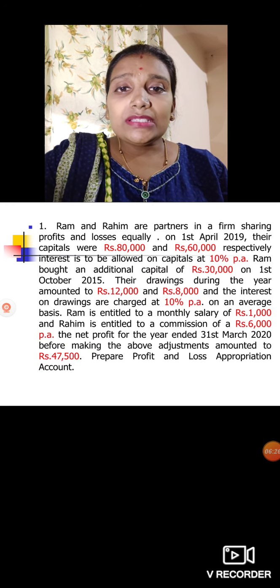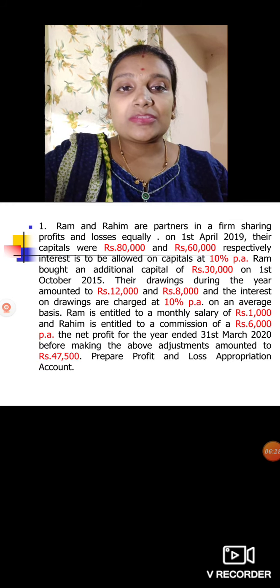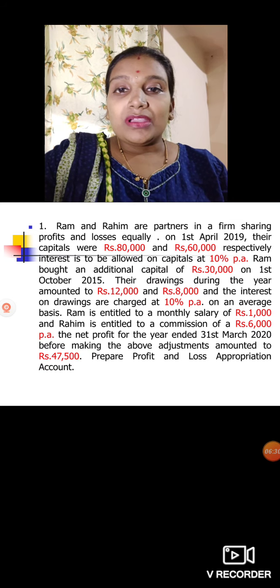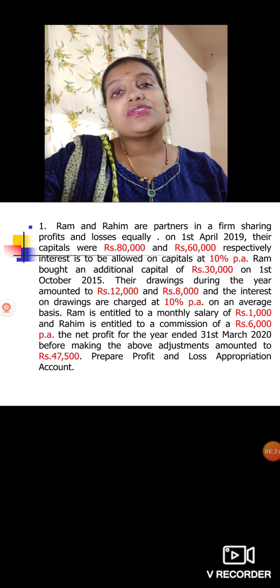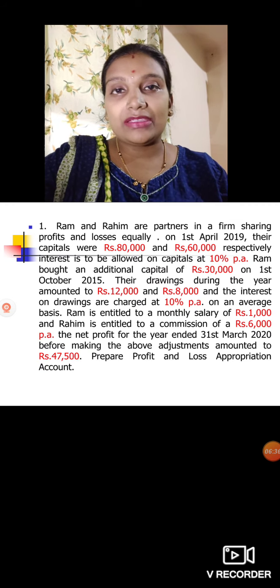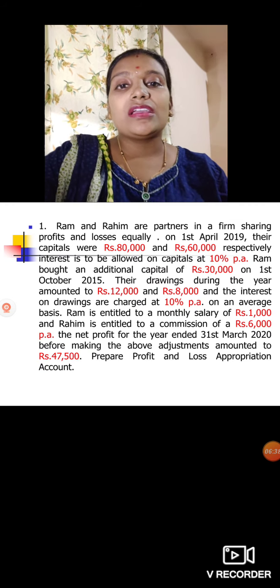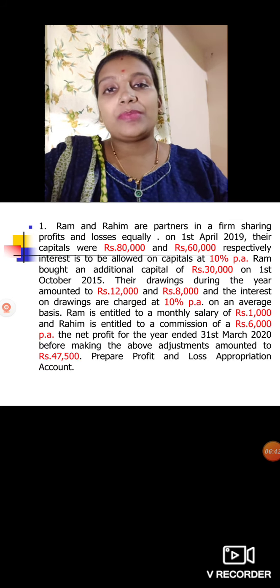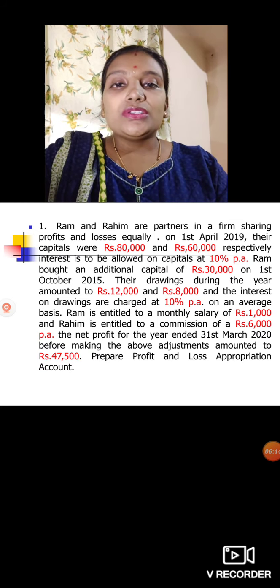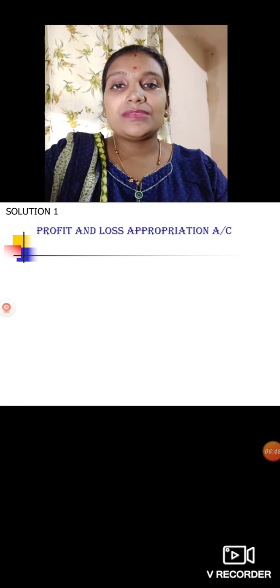Then the net profit for the year ended 31st March 2020, before making the above adjustments, amounted to rupees 47,500. With the help of these, we have to prepare the profit and loss appropriation account. Let's see how to solve it.